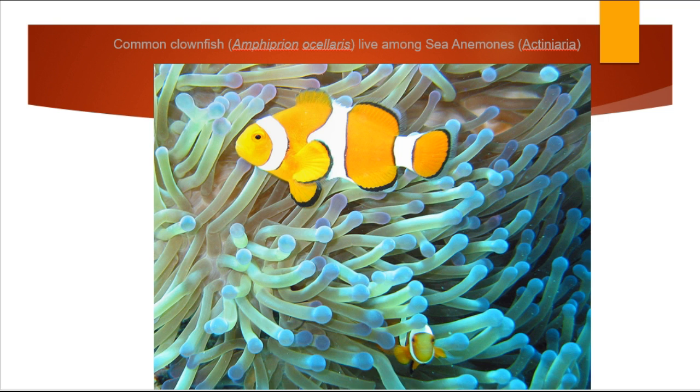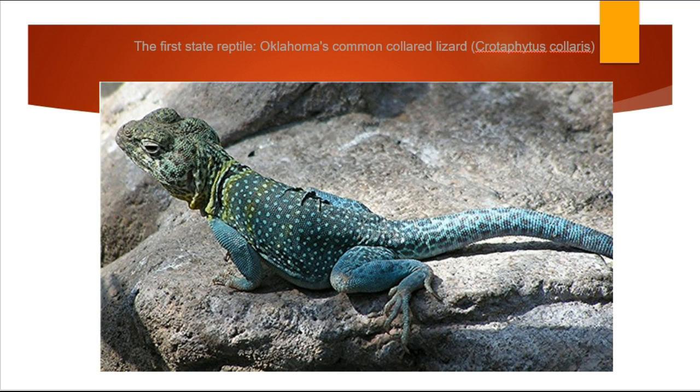Now in the ocean, we have common clownfish living among sea anemones. Interestingly, anemones are predatory, but the clownfish are not affected by the poisonous sting of the anemones, so they live in symbiosis. Here we have the first state reptile, Oklahoma's common collared lizard, Crotaphytus.